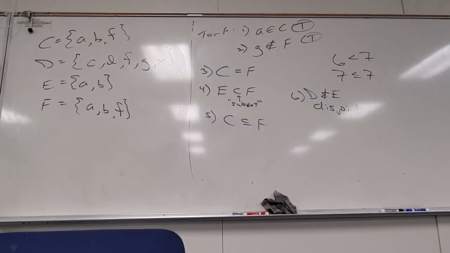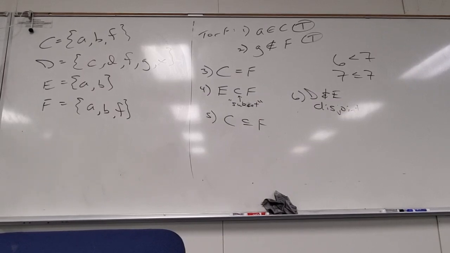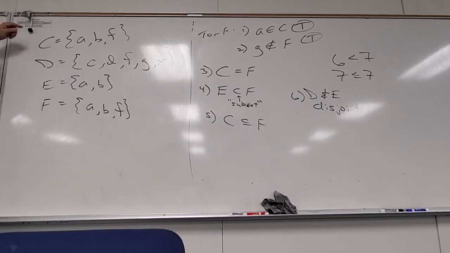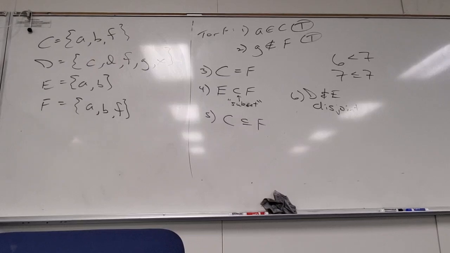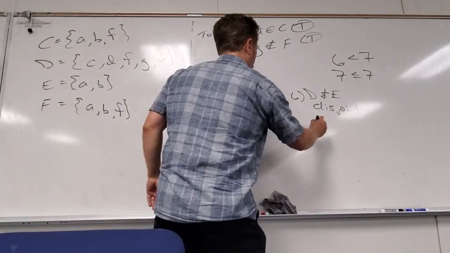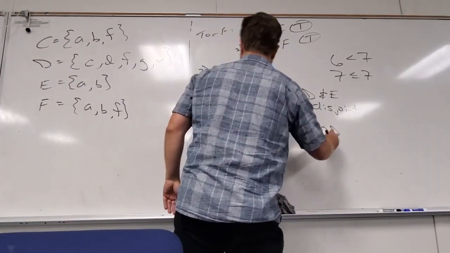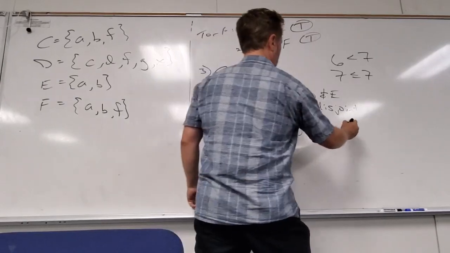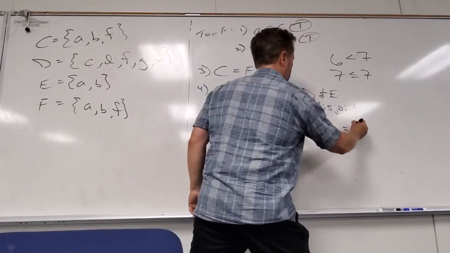So we all know the word intersection from everyday life, right? But does anyone know what it means in mathematics? Like, what would the intersection of C and D be? Yeah, these two intersect at F. So intersection really just means what do they have in common? So the symbol we use for that is this one.